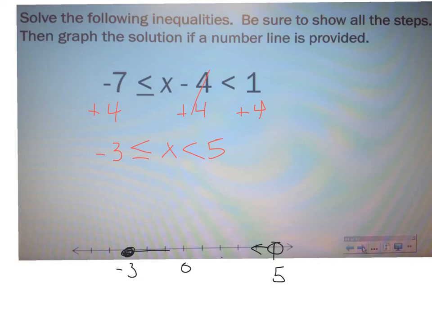going in this direction. So what we have here is everything in between. The way that I would read this is any number greater than or equal to negative 3 and less than 5. And that would be how we did that one. Let's go to the next example.